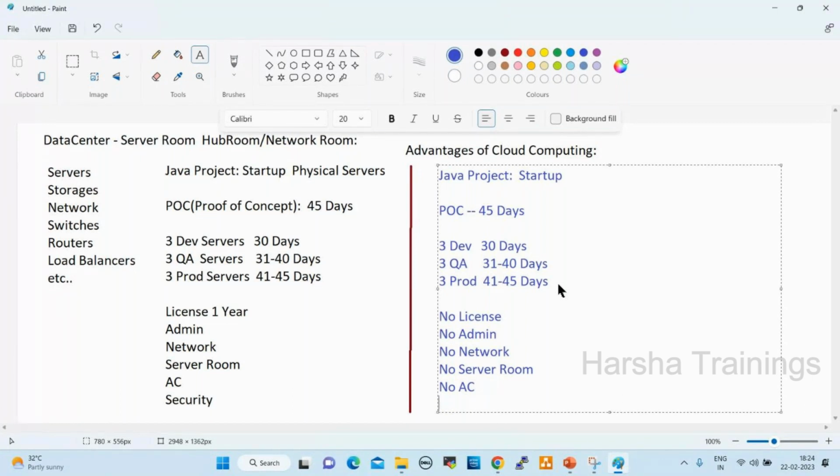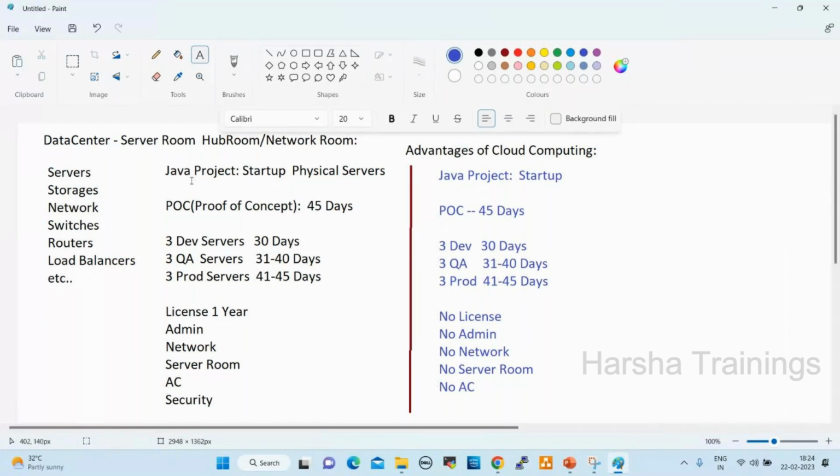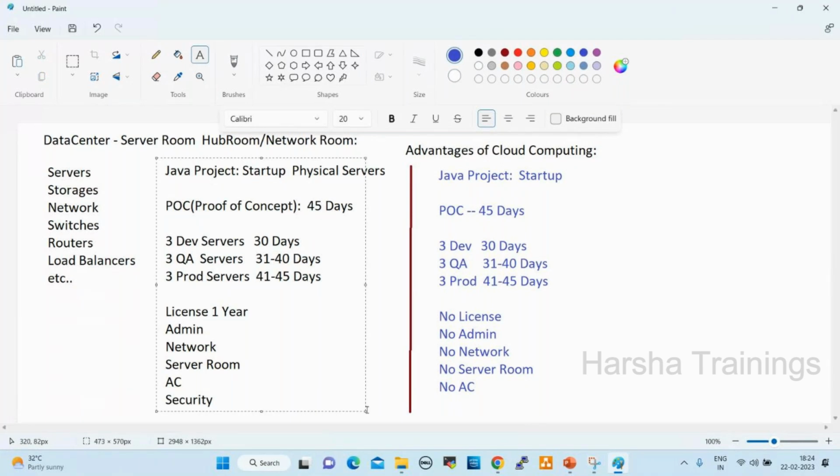As a customer, what we will do? We can connect to the cloud and use the resources. We don't need to manage them. We don't need to create a physical environment here, right? So here also it's the same. Here we are using physical servers, here we are using cloud servers.